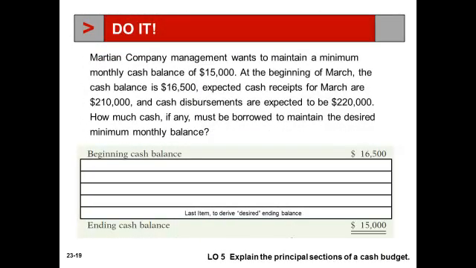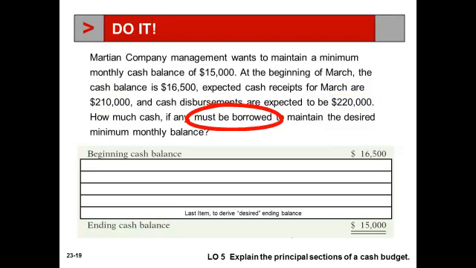Here's another example. The Martian Company wants to maintain a minimum monthly cash balance of $15,000. At the beginning of March, the cash balance is $16,500. Expected receipts for March are $210,000. Expected payments, $220,000. Question is, how much cash, if any, must be borrowed to maintain the desired monthly cash balance?